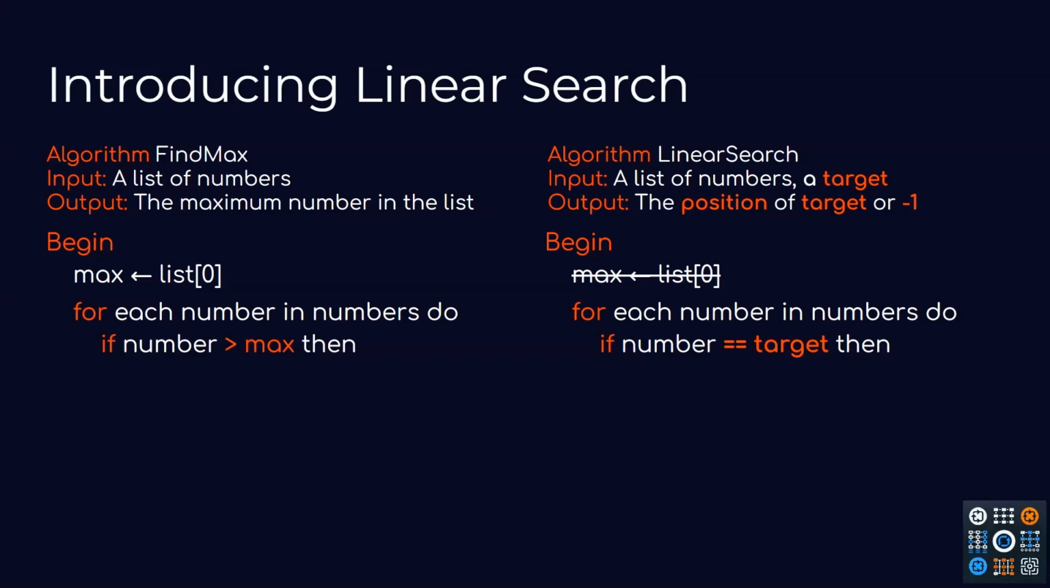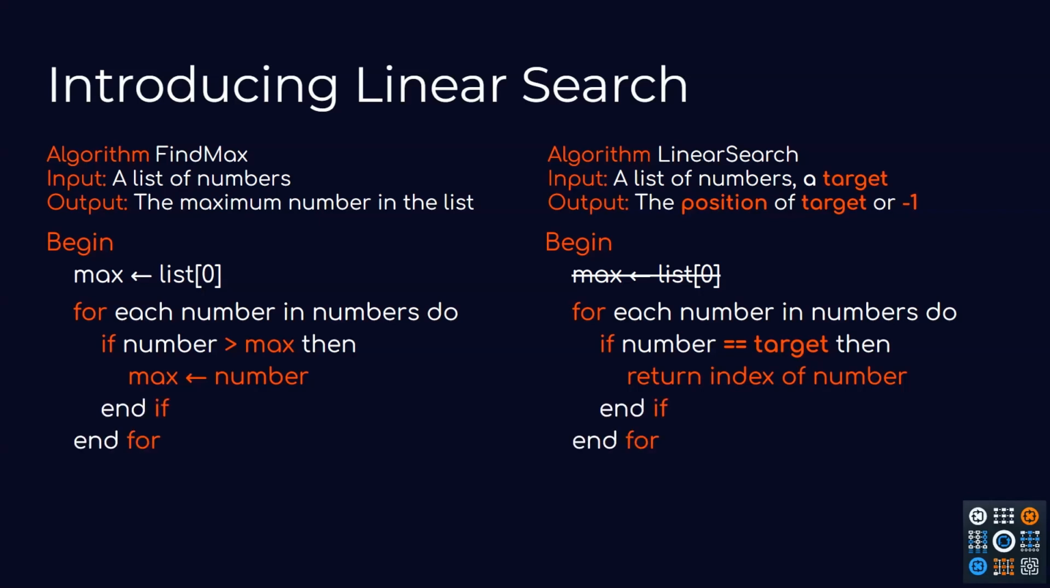Within the loop in find max, we compared the current number to max. If current number was greater than max, we updated max to show the new value. In linear search, rather than checking if the current number is greater, we check if it equals the target value. If a match is found, we return the index of the current element immediately, not executing the loop any further. But how to return the index? We will turn to it shortly.